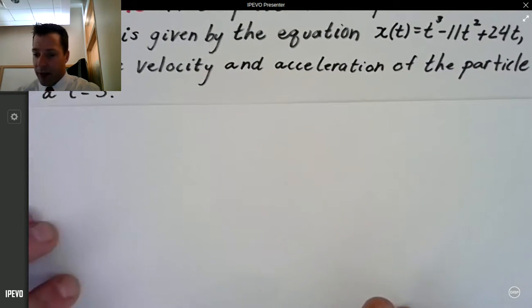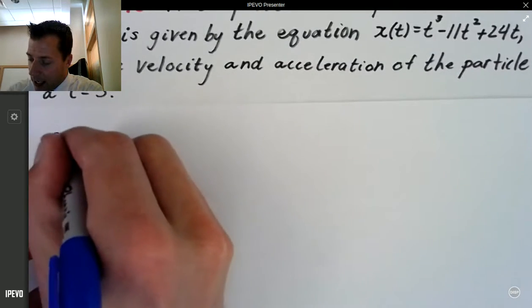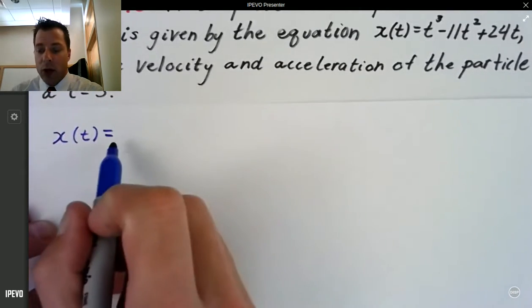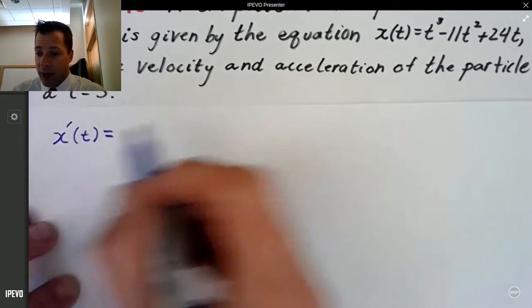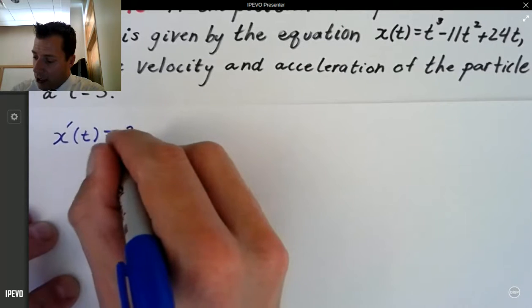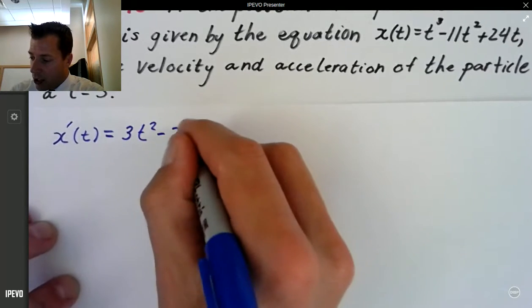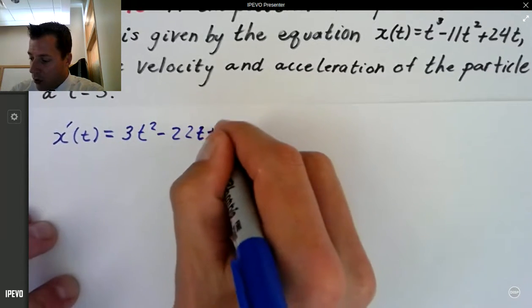I'm going to take the first derivative of x of t. You can call that v of t, but I'm going to take x prime of t. It's a power function, so I get 3t squared minus 22t plus 24.